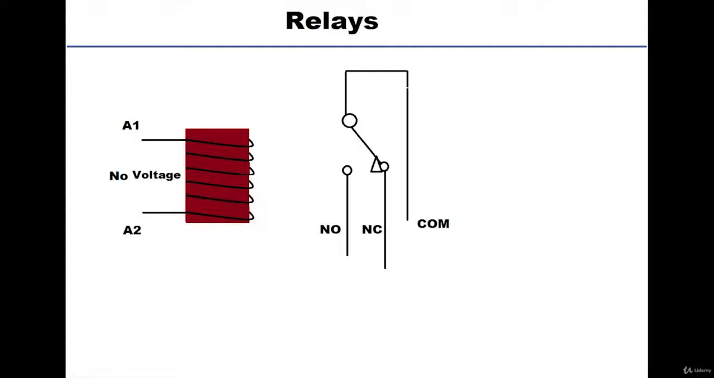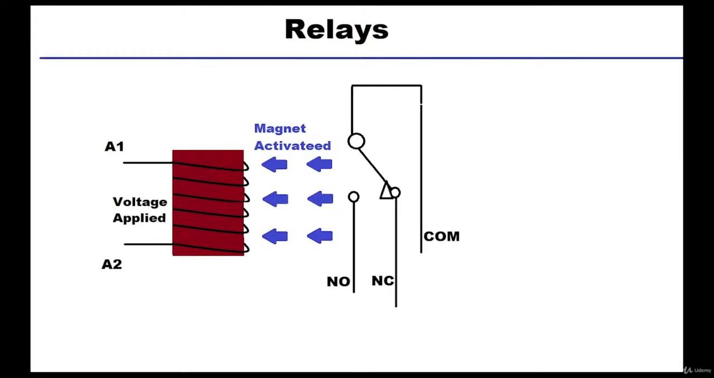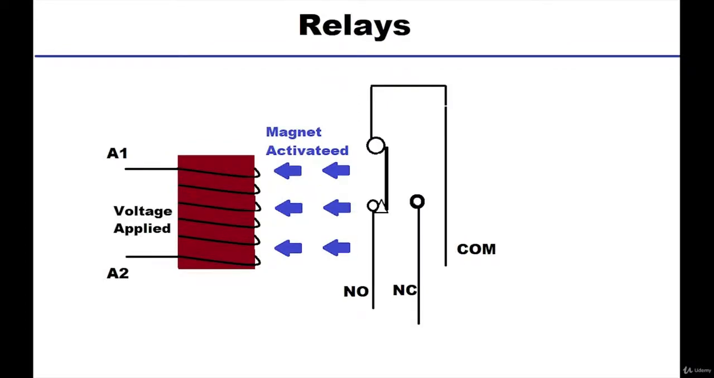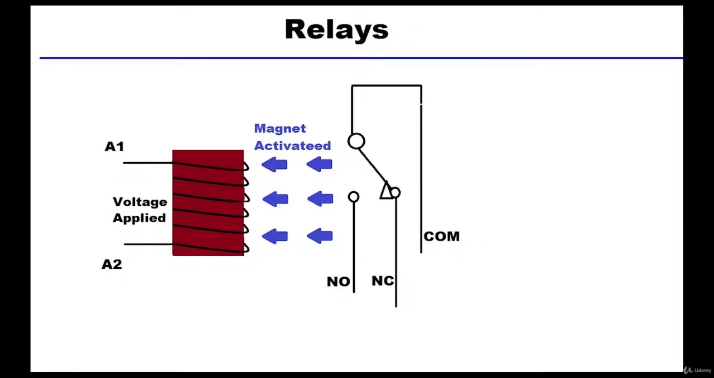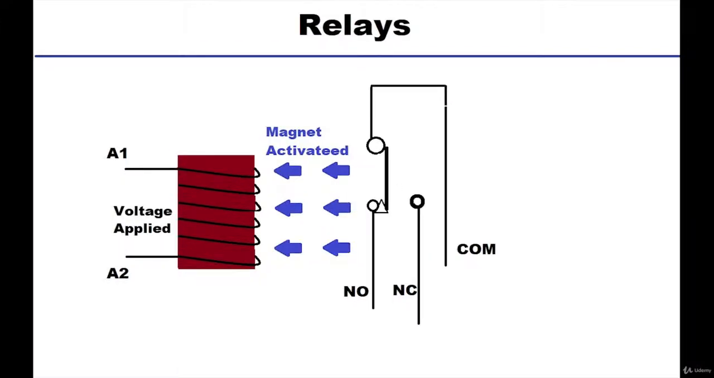So let's take this scenario. On the A1 and A2 coil terminals, there is no voltage applied yet. The moment we apply a voltage on the A1 and A2 terminals, an electromagnetic field is generated around this coil, causing the contact to switch from one terminal to the other due to the magnetization effect. So with this small signal applied on the coil, we can control a large device with large power consumption without affecting the driver, because there are two isolated circuits.